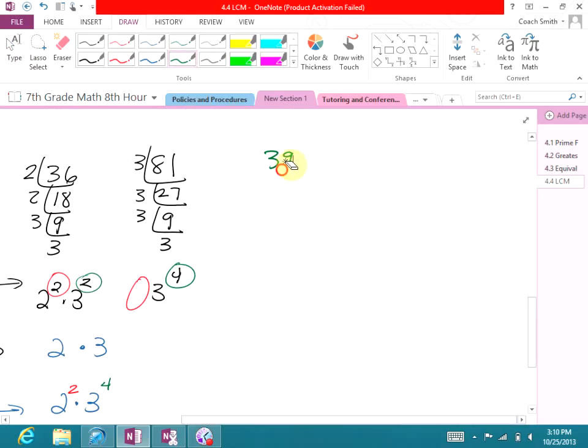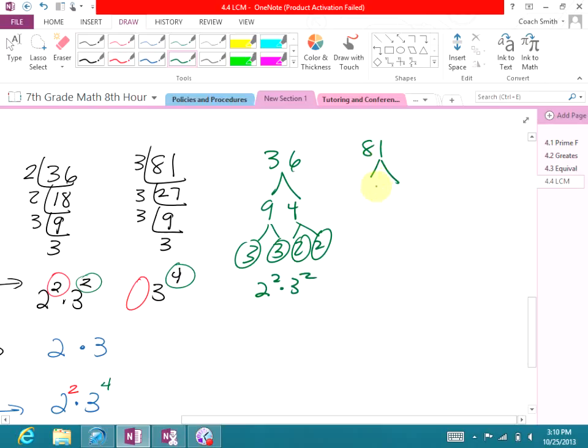36 and 81. So you use factor tree, that would be 9 times 4. That would be 3 times 3. Those are both prime. That would be 2 times 2. Those are both prime. So you get 2 to the second times 3 to the second. You do 81, 9 times 9. Then that would be 3 times 3, that would be 3 times 3. And so that is 3 to the 4th.